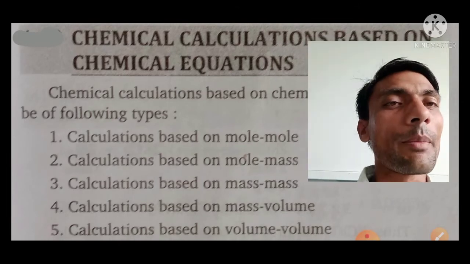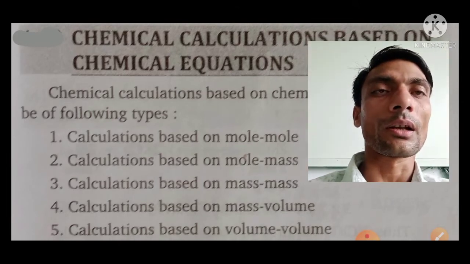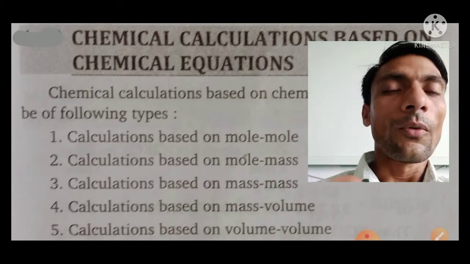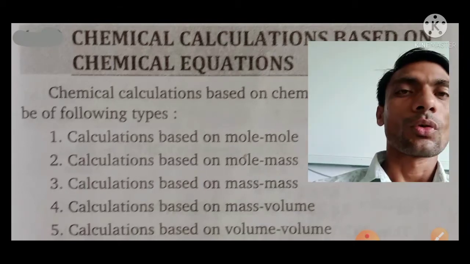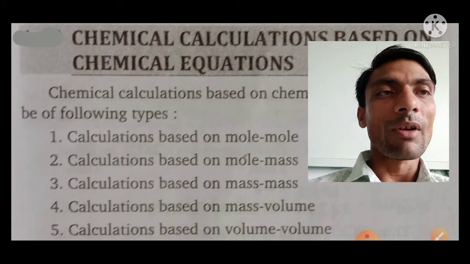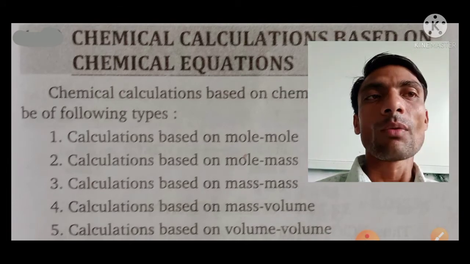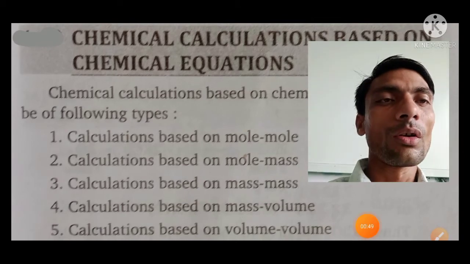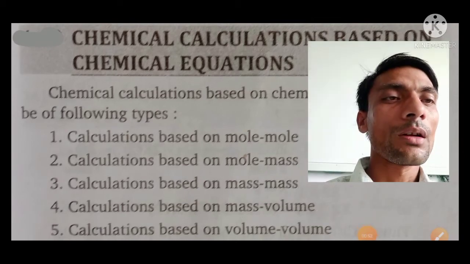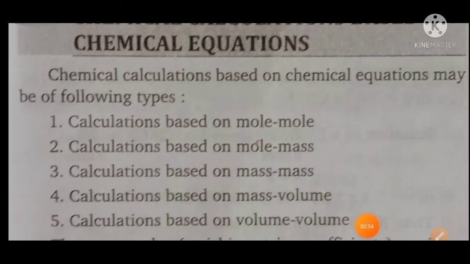So, calculations on the basis of chemical equations are of the following five types. Number one is calculation based upon mole concept. Second is based on mole-mass. Third is calculation based on mass. Fourth, calculations based on mass-volume. Fifth, calculations based on volume.